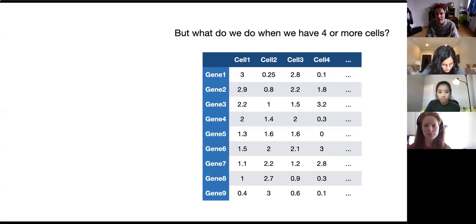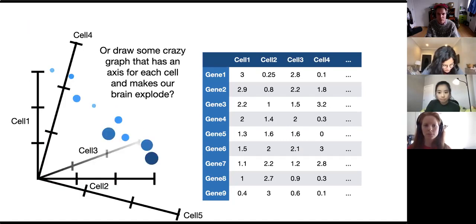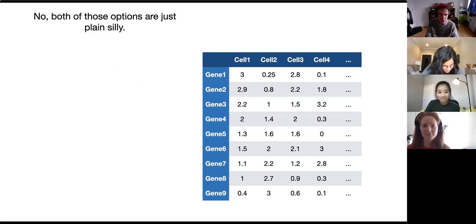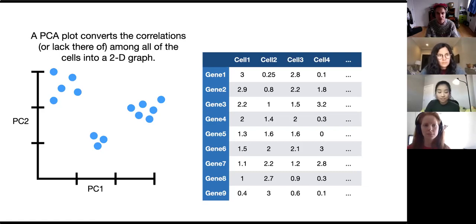But what do we do when we have 4 or more cells? Draw tons and tons of 2-cell plots and try to make sense of their correlations? Or do we draw some crazy graph that has an axis for each cell and makes our brain explode? No, both of those options are just plain silly. Instead, we draw a principal component analysis graph. So what we've been talking about all along. A PCA converts the correlations or lack thereof among the cells into a two-dimensional graph.